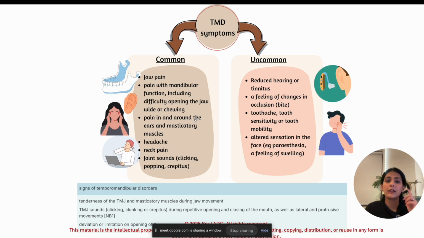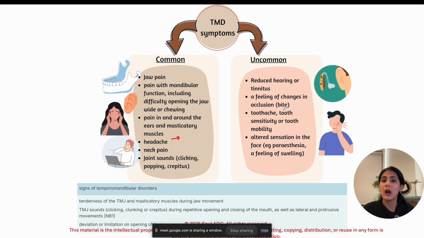Pain in and around the ears can be seen. Masticatory muscles might have pain. Headaches. So, how do you know if a person is having a headache from the TMD? By asking history. Any person who has had a headache for about 30 days, it's a possibility that it could be a chronic condition and that could be from your TMD. Then neck pain, and joint sounds like clicking, popping, crepitus. All of these symptoms are mostly seen.